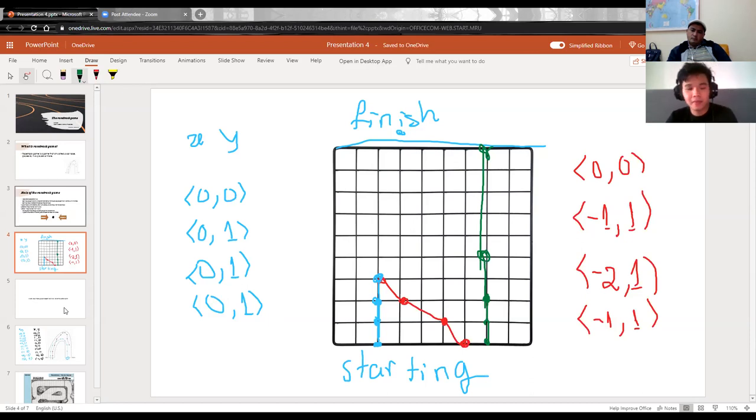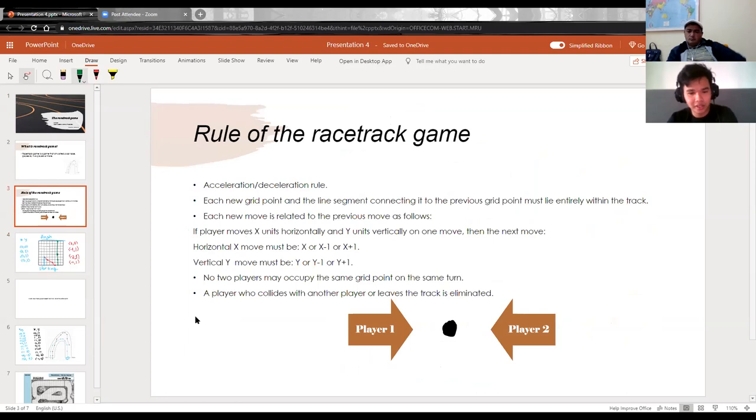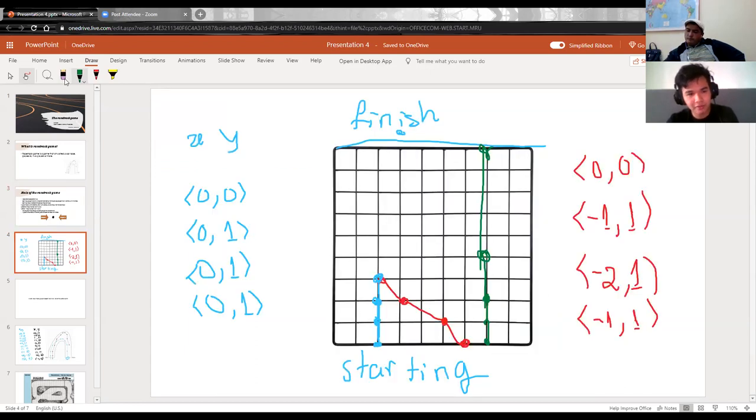And now there's a question over here. A player who collides with another player or leaves the track is also eliminated. What does leaving the track mean? Well, technically, this map is just straightforward, so there's no complication, like a player having to move to hit the side of the track. So let's move to a new map which has complications.